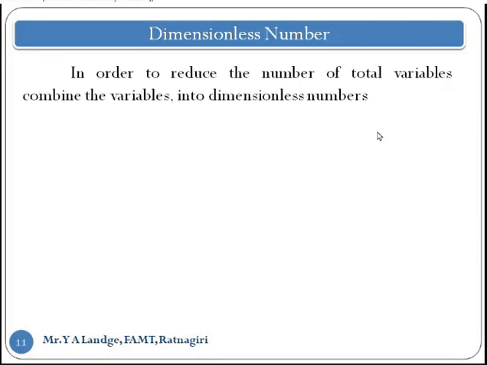Now here it is given: in order to reduce the number of total variables, combine the variables into a dimensionless number. It's simple. To reduce the number of total variables, we make a dimensionless number.